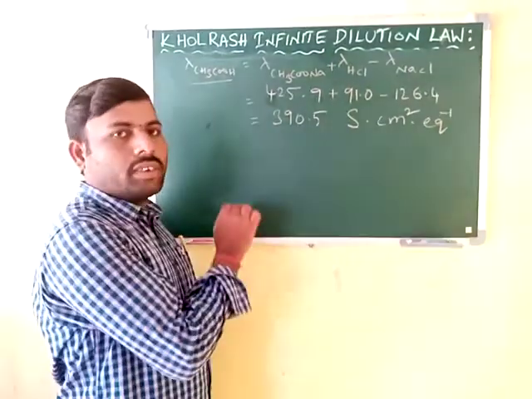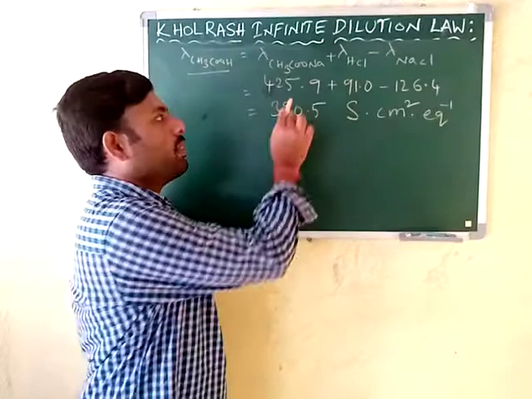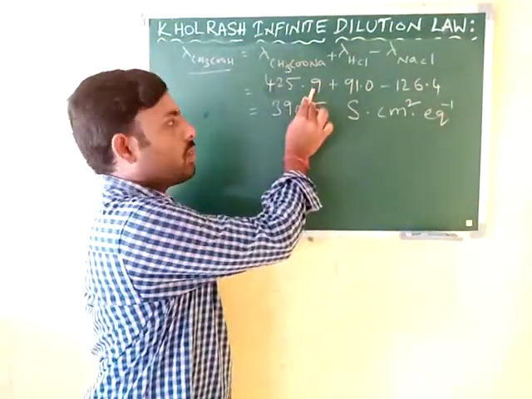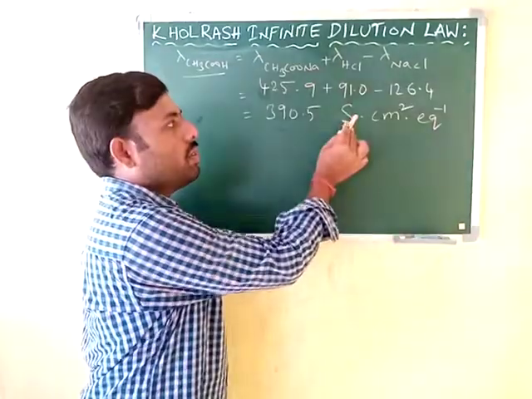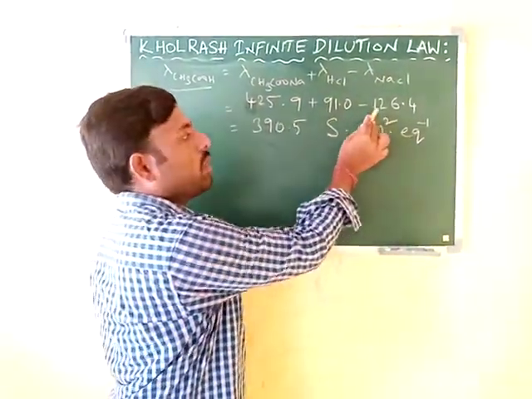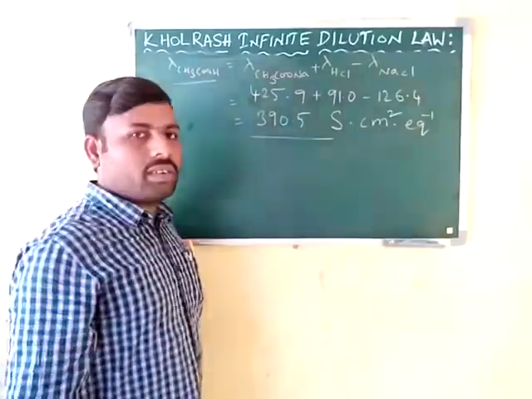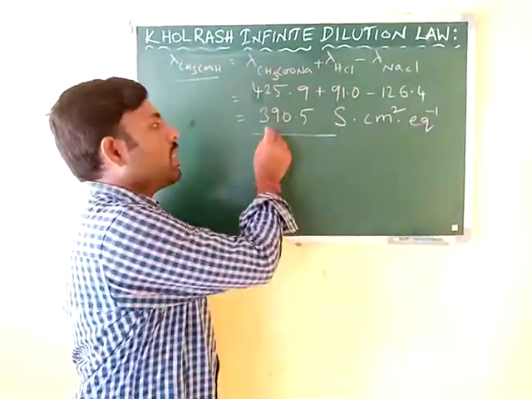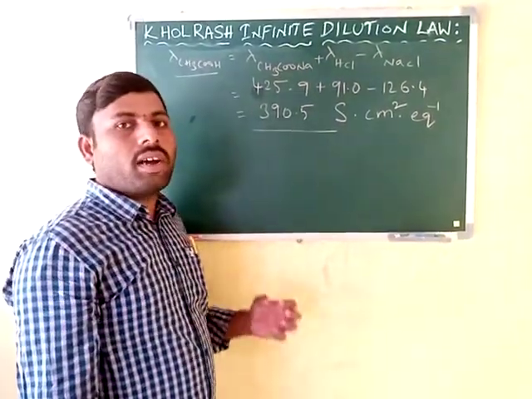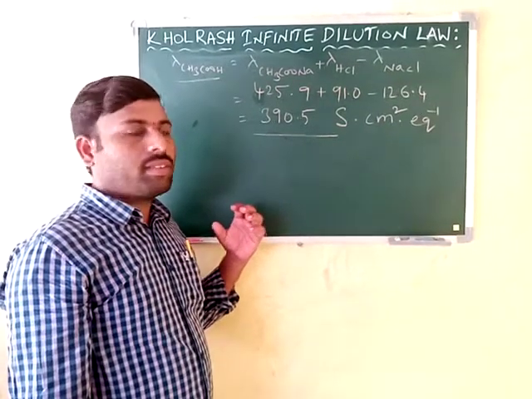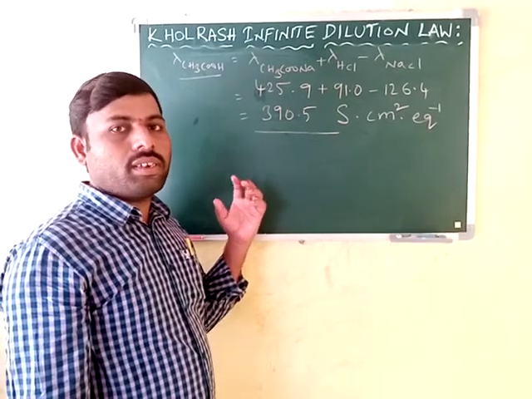From the data, the HCl equivalent conductance is 425.9 Siemens centimeter square per equivalent, the sodium acetate equivalent conductance is 91.0, and the sodium chloride is minus 126.4. On simplification, we get the equivalent conductance of acetic acid as 390.5 Siemens centimeter square per equivalent. This helps us understand how to know the weak electrolyte equivalent conductance. It is one of the applications.